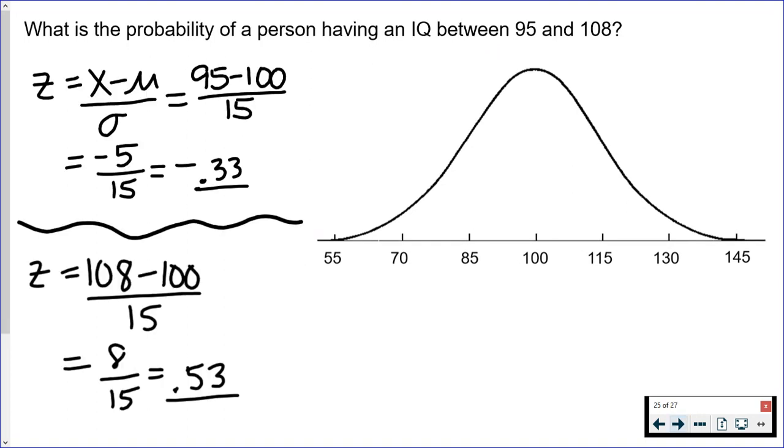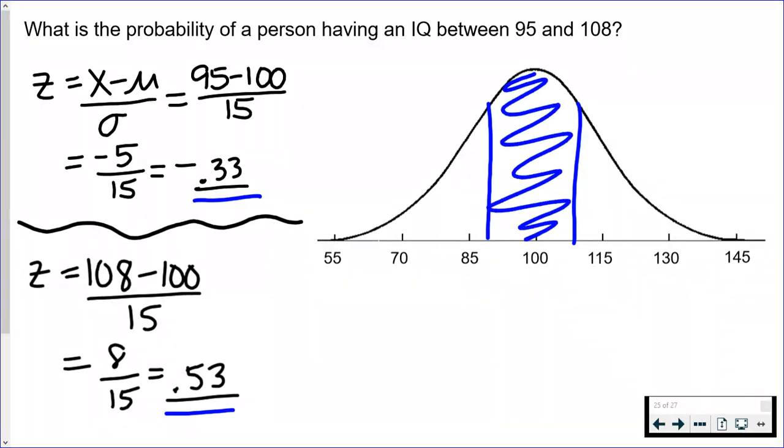So the z-score for 95, I got negative 0.33, make sure you round. And for the 108, your z-score should be positive 0.53. Now remember, the z-table always tells you the percentage below or the percentage less than. So you're going to have to keep that in mind a little later. What we want is the percentage between 95 and 108. So between these two lines, this shaded region. So you're going to have to use your brain a little bit when we find that area.